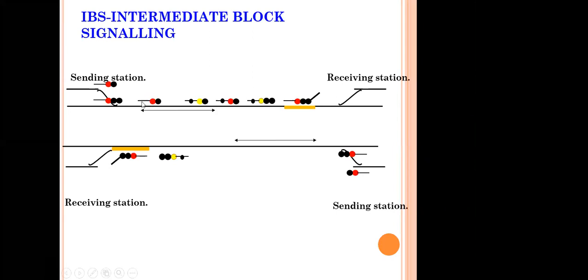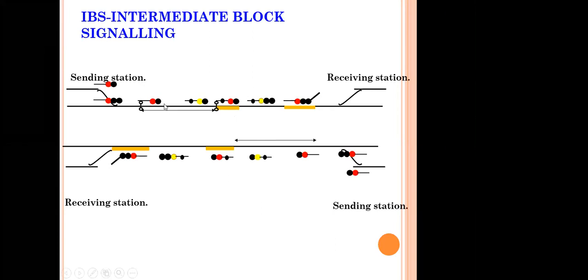How can this advanced starter be controlled? This advanced starter can be taken off only when the earlier train has cleared the path up to the IBS plus an adequate distance beyond it, which is 400 meters. Under that condition only, I can take off the advanced starter of the sending station.